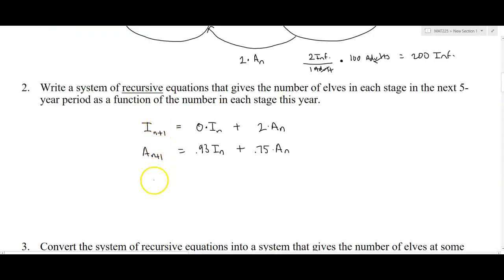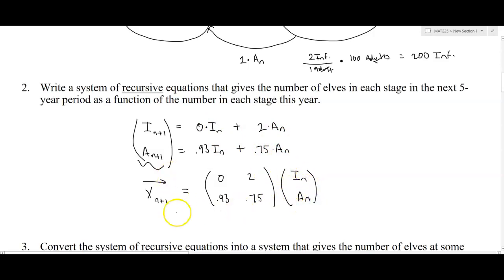We'll call this vector here x sub n plus 1, and that's just the state of infants and adults at time. Sorry, I won't use t plus 1, I'll use n plus 1 to stick with our convention. And we see that that's going to equal our transition matrix, 0, 2, 0.93, and 0.75, times the number of infants and adults, i sub n, a sub n. So really what that becomes is x sub n plus 1 equals our A matrix multiplied by the state vector at time n.